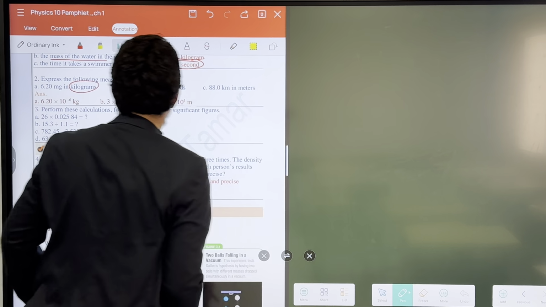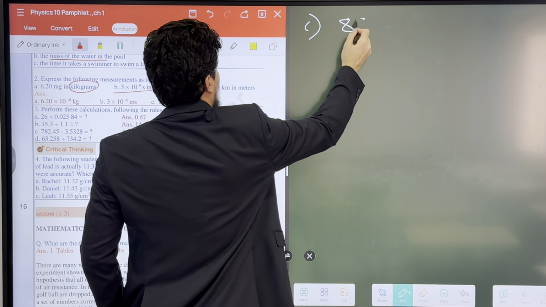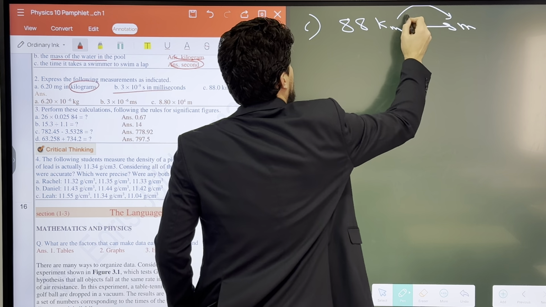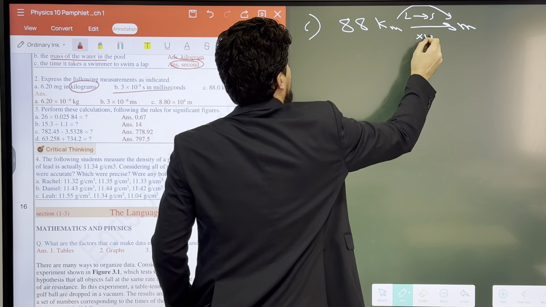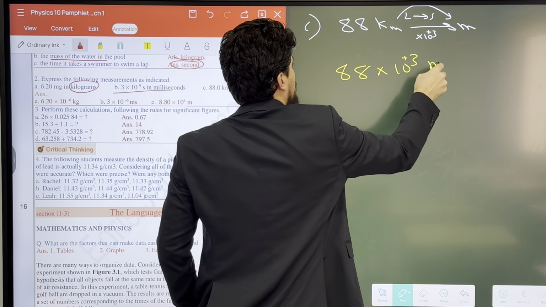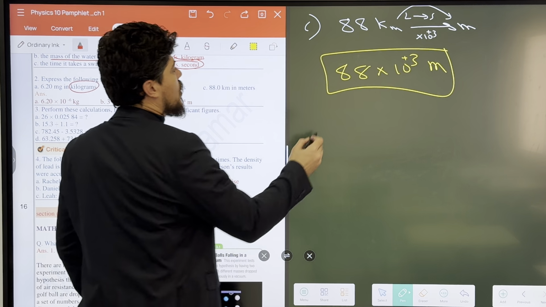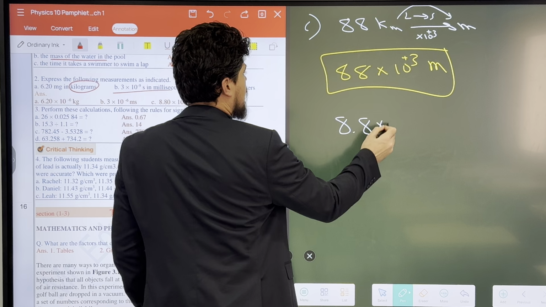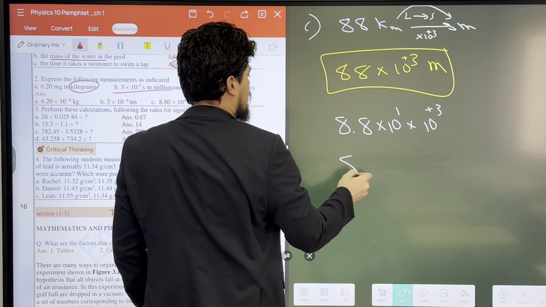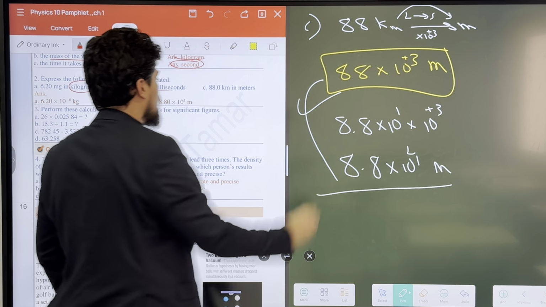Branch C, 88 kilometer to meter. Large to small, positive power. Bring down 88 times 10 power positive 3 meter. 88 times 10 power 3 meter, or you can make it like 8.8 times 10 power 1 times 10 power positive 3. It's gonna be 8.8 times 10 power 4 meter. Both are correct, guys.